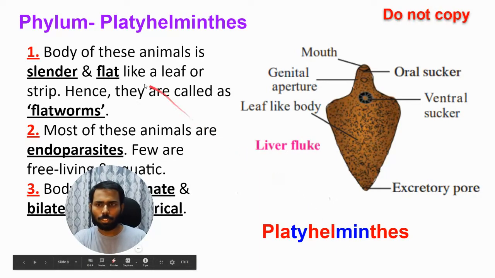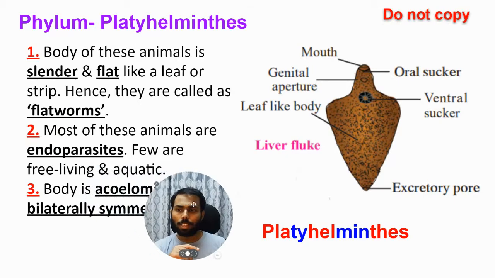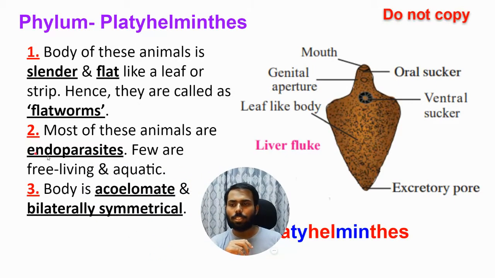The body of these animals is slender. Slender means slim and flat. Flat like a leaf or strip. Hence they are called flatworms. Platy means like plateau. Plateau matlab flat. Platy means flat and helminthes means worms. So platyhelminthes ka kya matlab ho jayega? Flatworms. Platy means flat, helminthes means worms. So hence they are called flatworms. Most of these animals are endoparasites. What is the meaning of endoparasites?